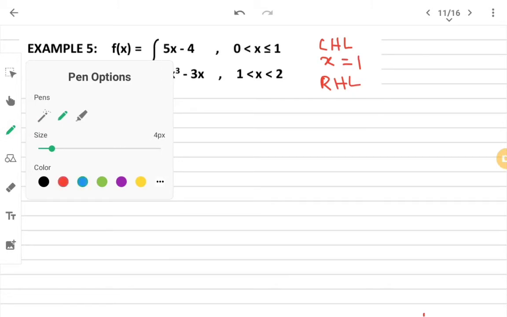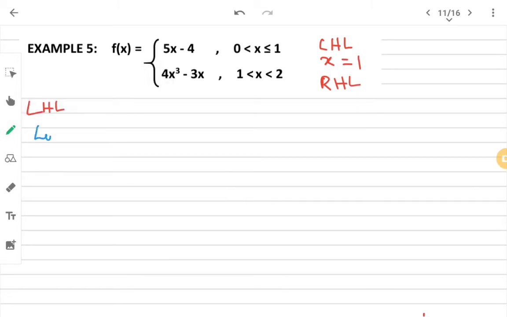What limit is given? Here I can take limit x tends to 1 minus, at the point 1, we are going to find f of x is equal to limit x tends to 1. What is f of x? f of x for the left hand limit is 5x minus 4.